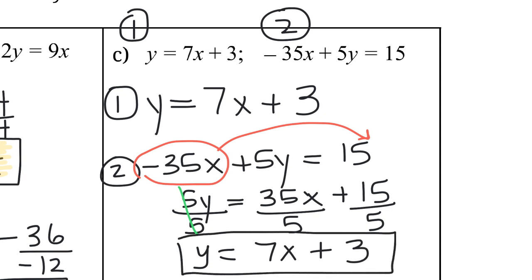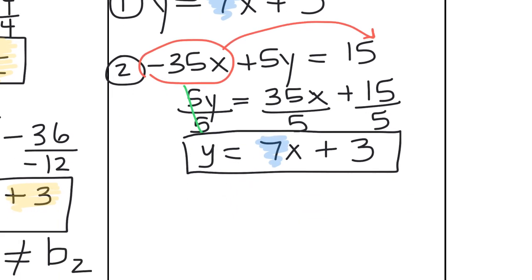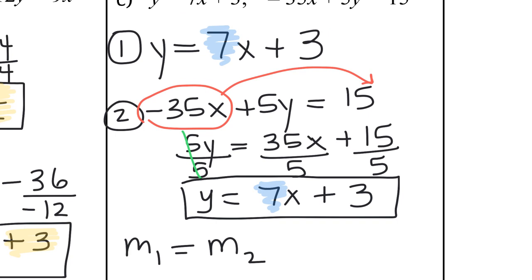So here's my equation. Next step, we're just going to go back and compare the slopes and the intercepts in each equation. The slope in equation number 1 is 7, and the slope in equation number 2 is also 7. So I'm going to write down that the slope in number 1 is equal to the slope in equation number 2. What about my intercepts? Well, they actually are also exactly the same. The y-intercept in the first equation is positive 3. The y-intercept in the second equation is also positive 3.